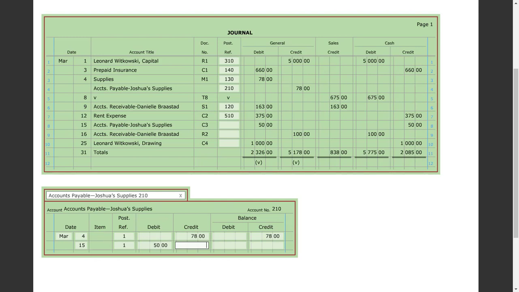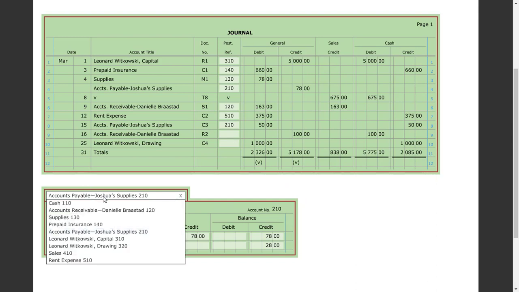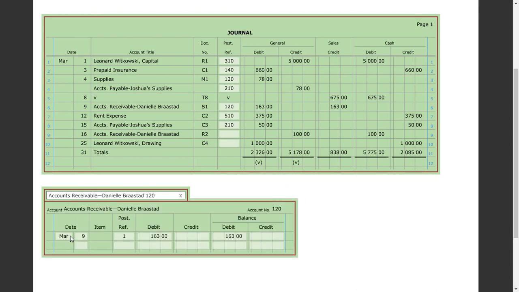We are never going to have accounts payable Joshua Supply owe us money, which would be what would happen if it has a debit balance. So we'll put 28 in there as a credit. And then account number 210 goes on top. Same thing's going to happen on line 9 for accounts receivable, Danielle Brasted. When we look at that, we're going to go ahead and put in the date of the 16th, post reference of 1.